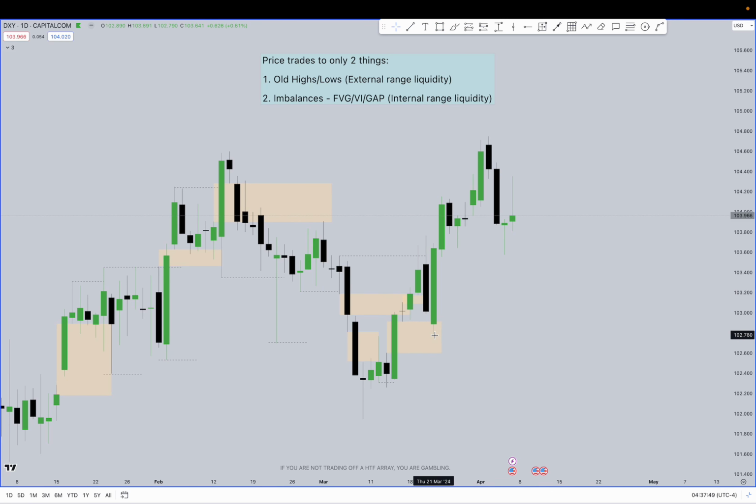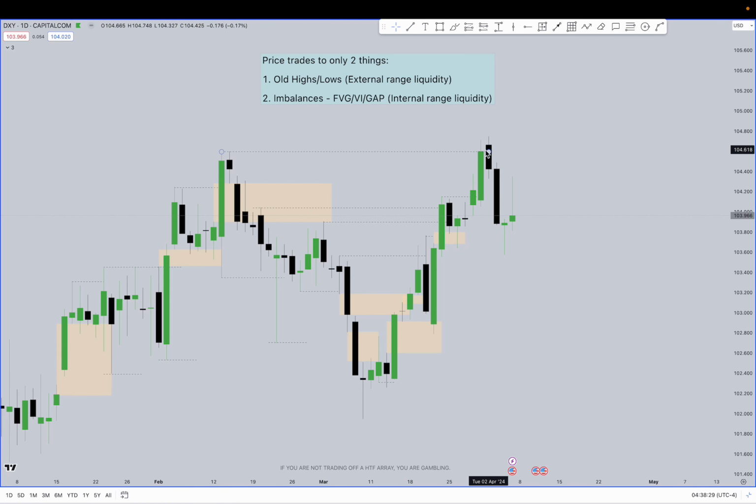What happens after internal? We're going back to external. We had a change in state of delivery, so we're bullish again. We are taking out this high. Also, we take out this high, and we even take out this high. And what happens after we take out external range liquidity? We're going back to internal range liquidity. What happens after internal range liquidity? We're going to take out external range liquidity. And with this move, we even took out these highs right here.